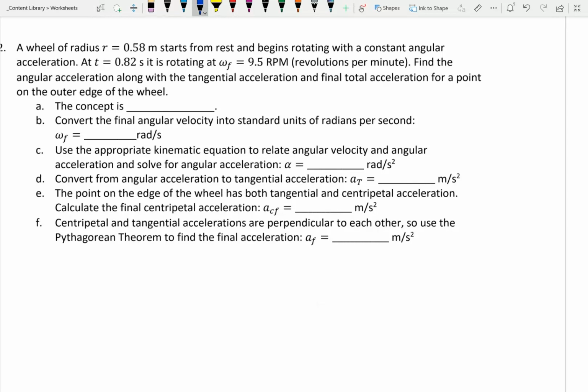the first one is just rotational kinematic equations.